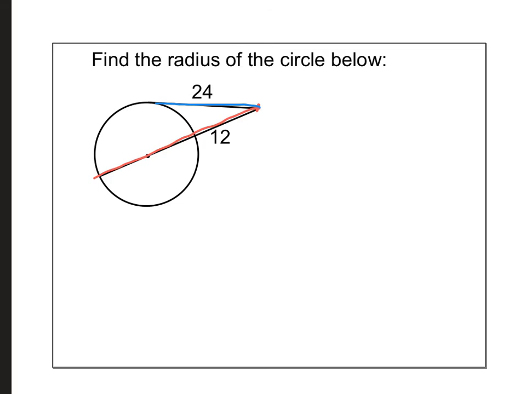So this one's a little tricky. It wants us to find the radius. But what we're going to use is similar to the last one, where it's the outer piece times the entire segment equals the outer piece times the entire segment. But the one with the blue one here, the outer piece and the entire segment are the same, right? So this is the one that's going to have the 24s getting squared.